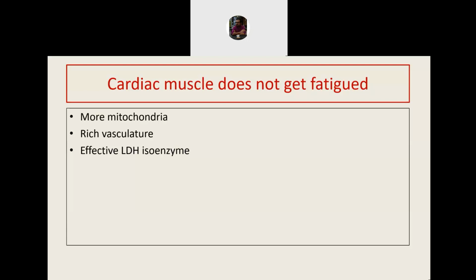But most uniquely, it has been recently discovered that the LDH isoenzyme that the heart has a unique property. It can very rapidly convert lactate into pyruvate. So lactate does not accumulate in the heart. Although it can form in the heart, it does not accumulate. For this reason, the cardiac muscle does not get fatigued. So up to this, is this clear to everyone?